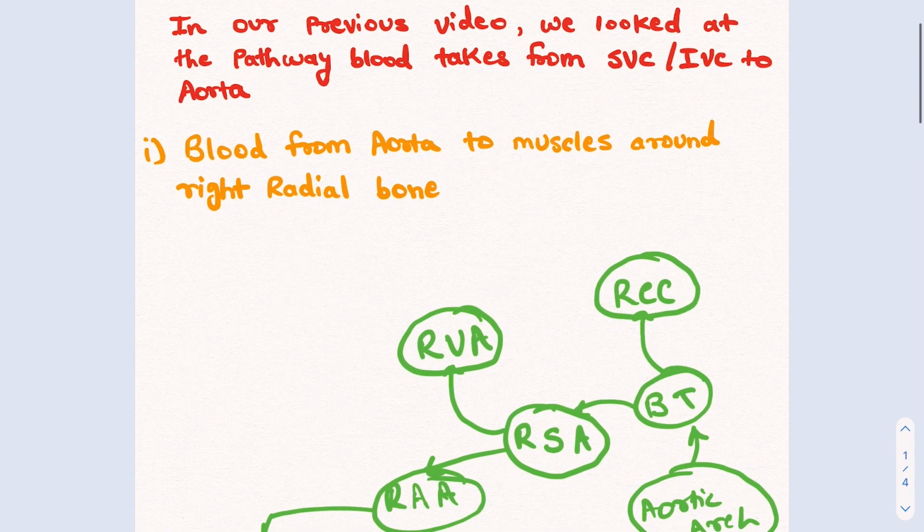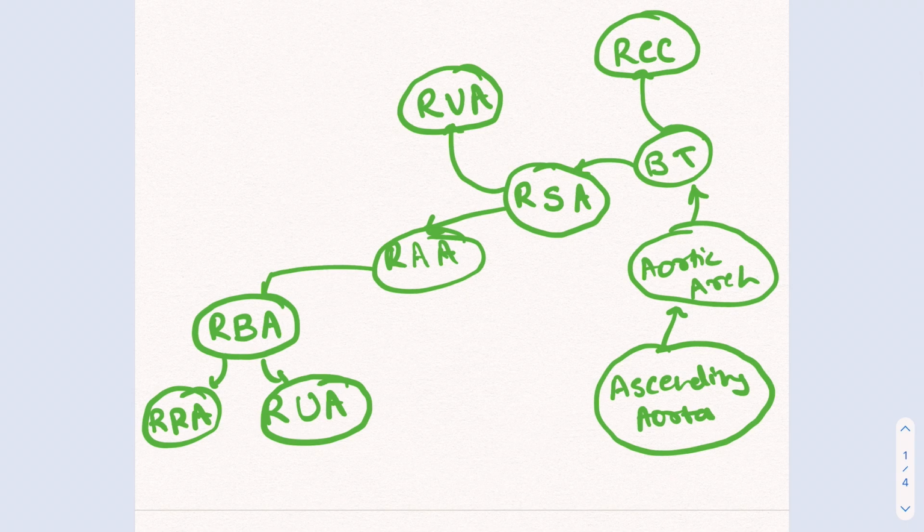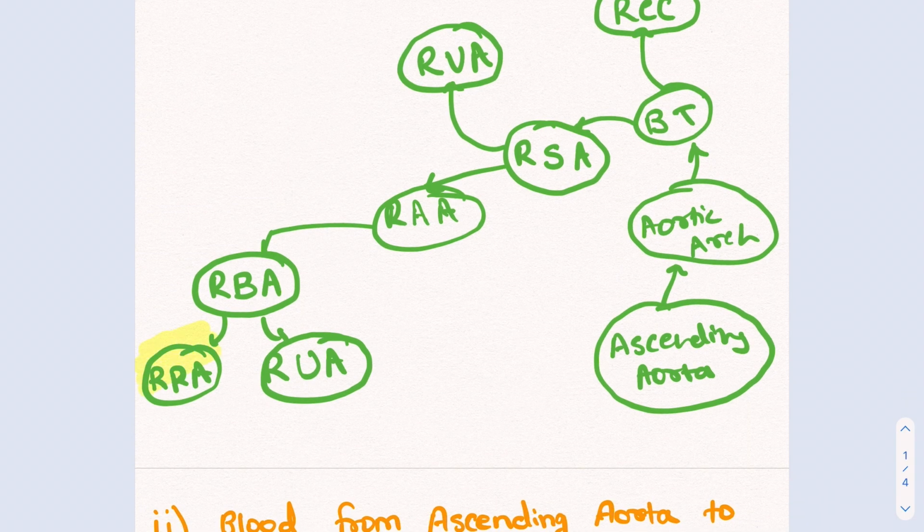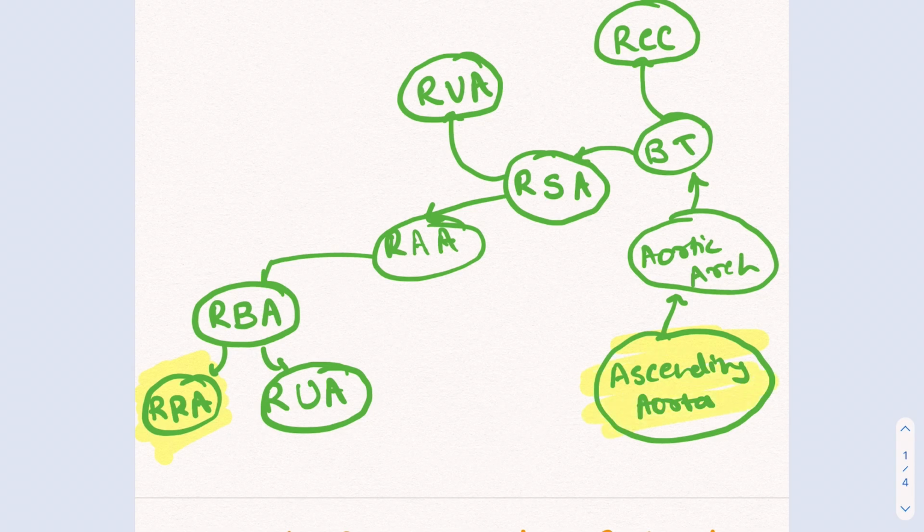Now, again, the question says that the blood should be provided to the muscles around the right radial bone. Since it is a right radial bone, the artery that provides blood to those muscles would be right radial artery. Again, from ascending aorta, it goes to aortic arc. Aortic arc goes through brachiocephalic trunk. Then it splits into right common carotid, right subclavian artery. We have to take the right subclavian artery route. Right subclavian splits into right vertebral artery and then right axillary artery around the armpit.